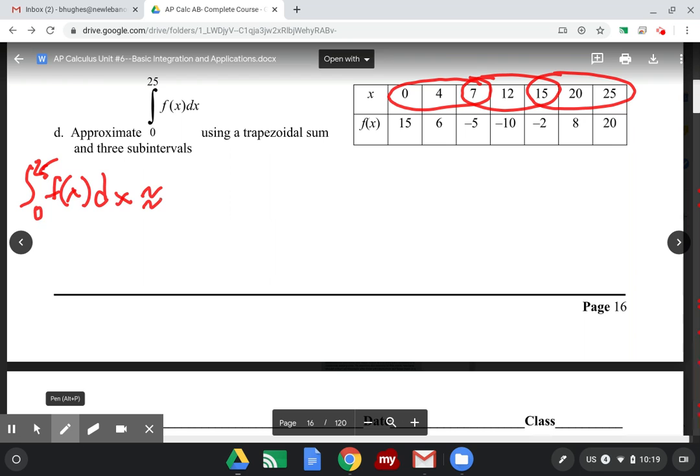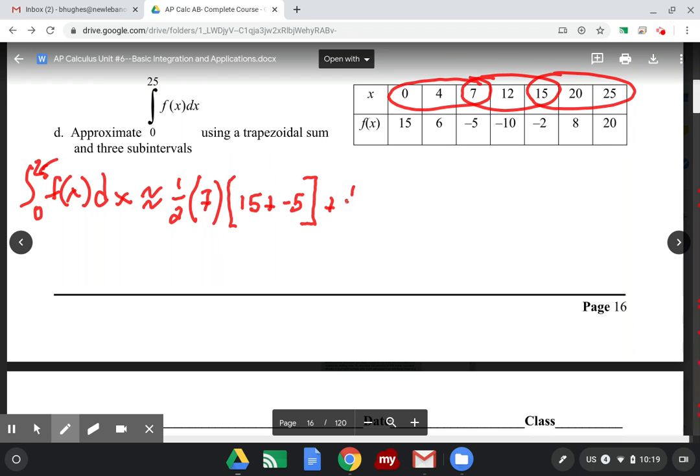So I would have 1/2. The height of the first trapezoid is from 0 to 7, so that's 7 units. And then times the base. 15 is the first base because that's at 0. And then plus -5. That's my base of the other end of the trapezoid.